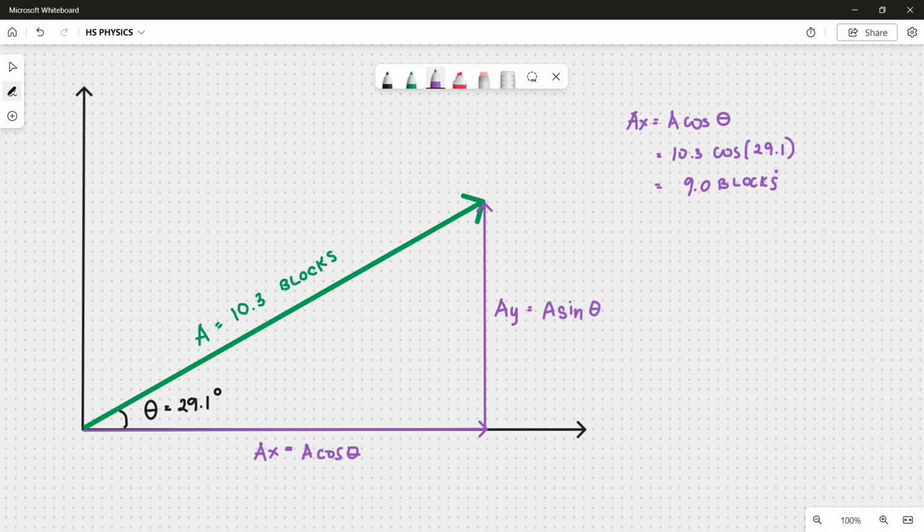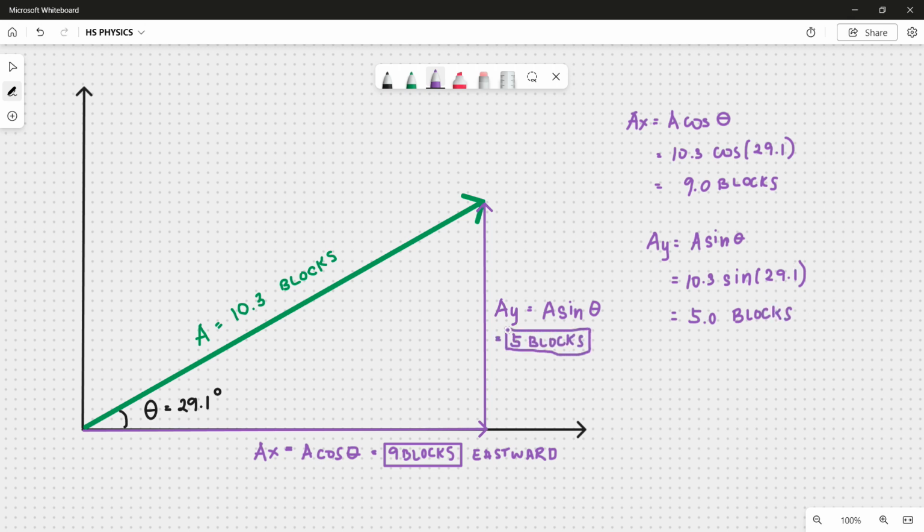This magnitude indicates that the walker has traveled 9 blocks to the east, or in other words, a 9-block eastward displacement. Similarly, Ay is equal to A sine theta, and that is equal to 10.3 blocks multiplied by sine of 29.1 degrees. And so this will be equal to 5 blocks, indicating that the walker has traveled 5 blocks to the north, a 5-block northward displacement.